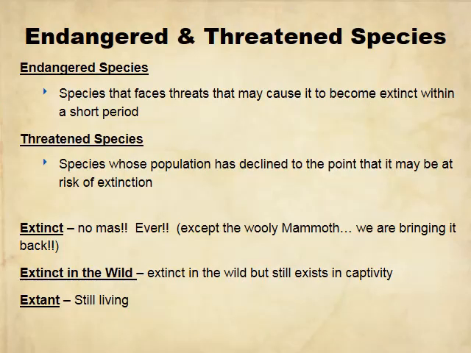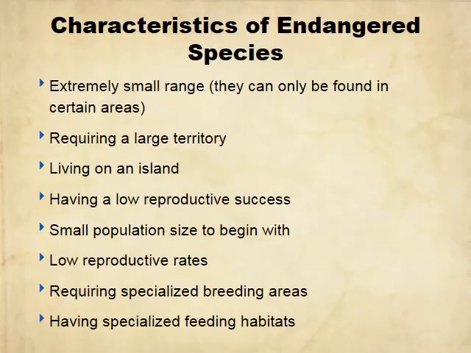This is moving on to what we're going to be doing on Thursday. We're talking about endangered and threatened species, extinctions, extinct in the wild, and extant. These are just vocab words. And what we have here are some characteristics of endangered species. Some species are more prone to becoming endangered than others, and these are some of the reasons. It has an extremely small range, so they're only found in certain areas to begin with, or they're endemic.